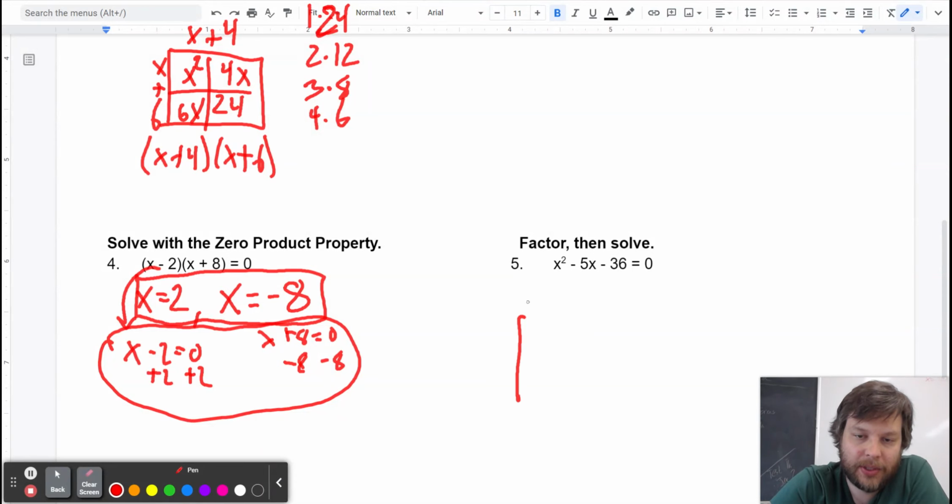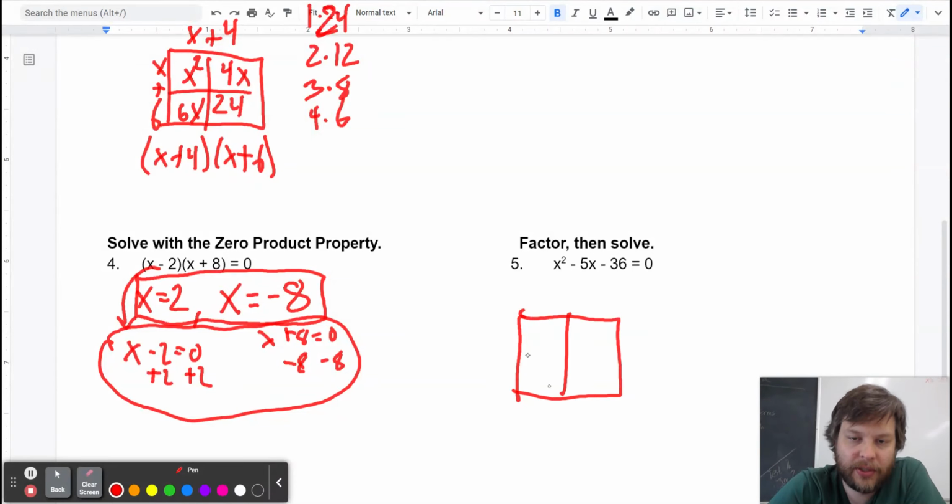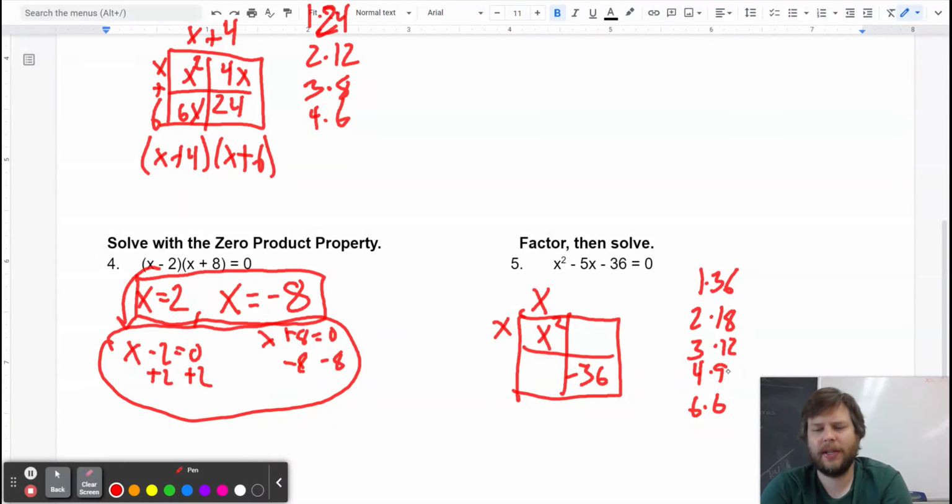Last one asks us to put some skills together. We're going to factor first, and then we're going to solve. So we have x squared, we have negative 36. X squared is x times x. 36, again, has lots of different options. So it could be 1 times 36, 2 times 18, 3 times 12, 4 times 9, or 6 times 6. And I think that's all of the possibilities.